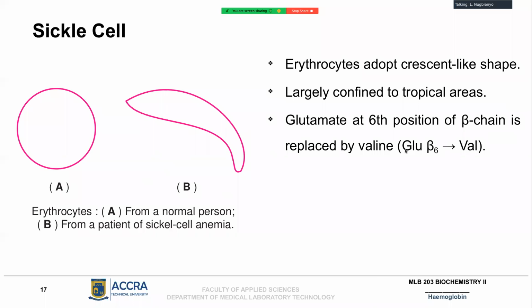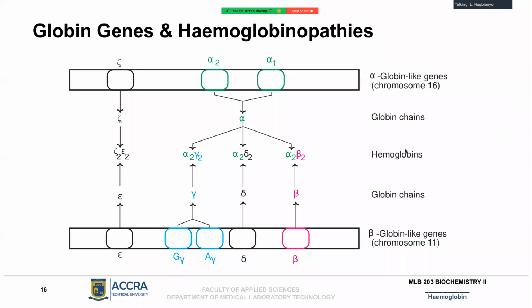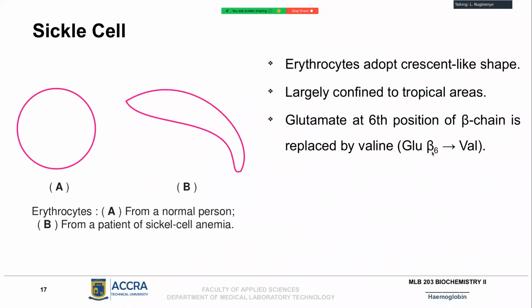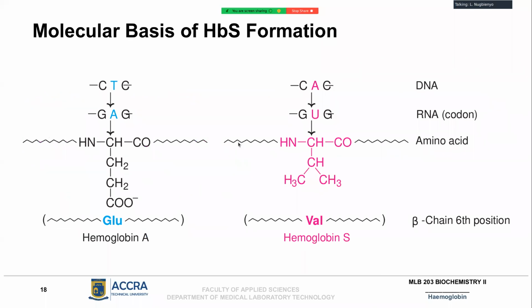So on the 6th position, if you are looking at the gene here, which is responsible for the beta globin, where you should have glutamate or glutamic acid, you have that code being changed to rather produce valine. And that causes this crescent form of the sickle cell. Now let's look at it broken down more for us to see.